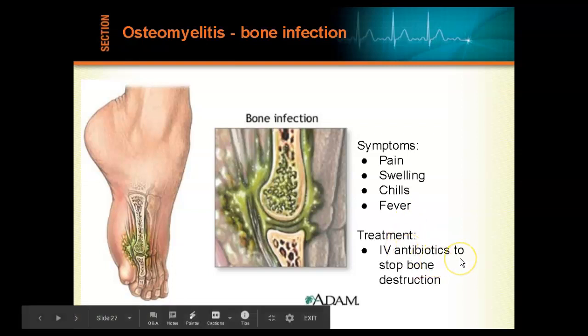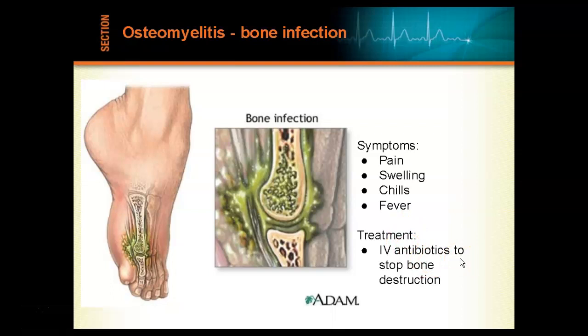Treatment is these people are going to have IV antibiotics to stop bone destruction. What's really scary about osteomyelitis is that someone can get this from just stubbing their toe. They don't have to have any kind of really severe injury in order to get infection in the bone.